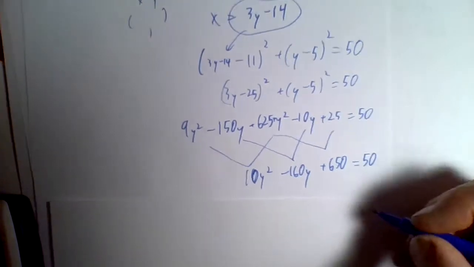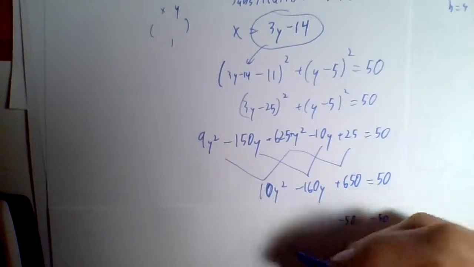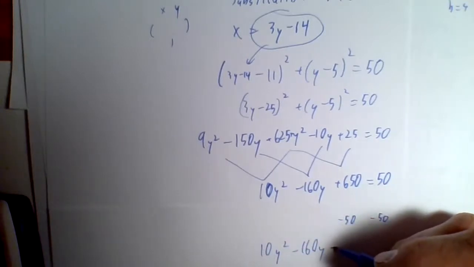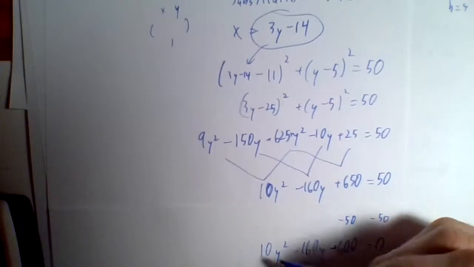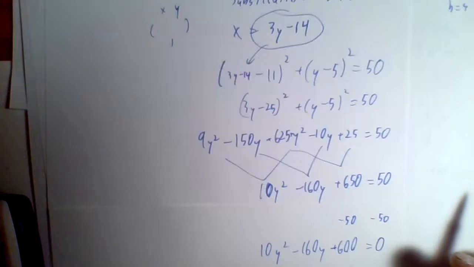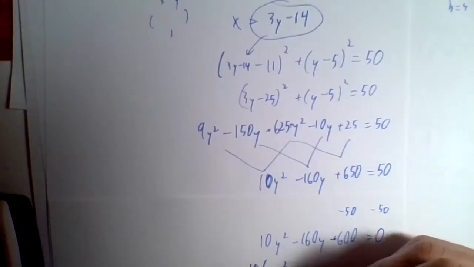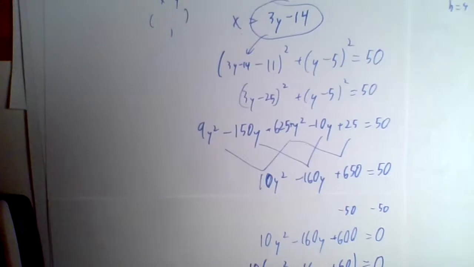So I'm going to subtract the 50 from both of the number terms. I got 10y squared minus 160y plus 600 still equals 0. If you're thinking there's a common factor of 10 there, we could take that out. That's true. That's the first thing to think about with factoring. Is there a GCF there? And there is.